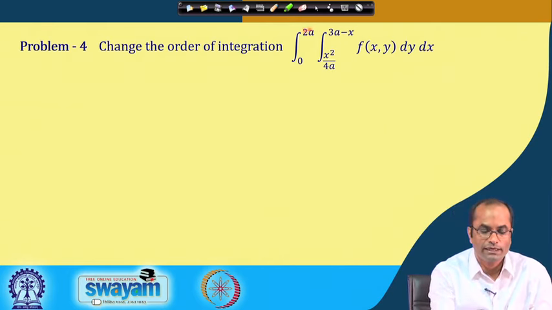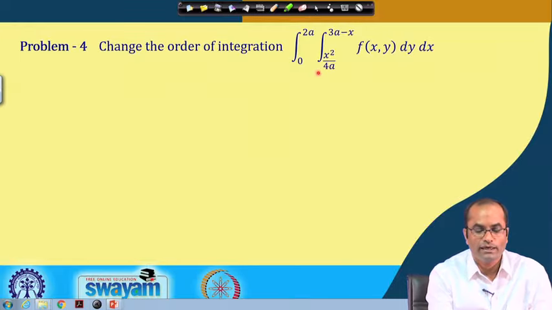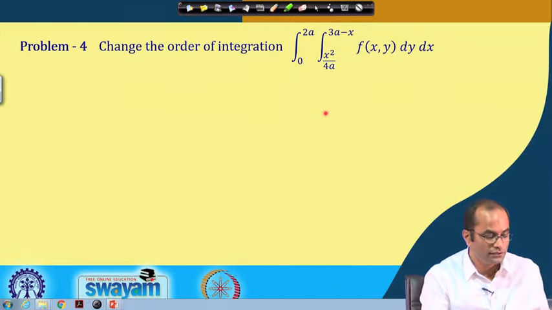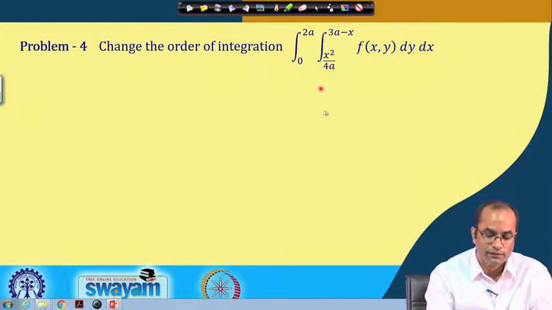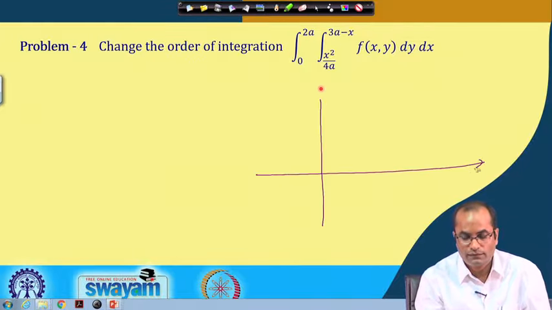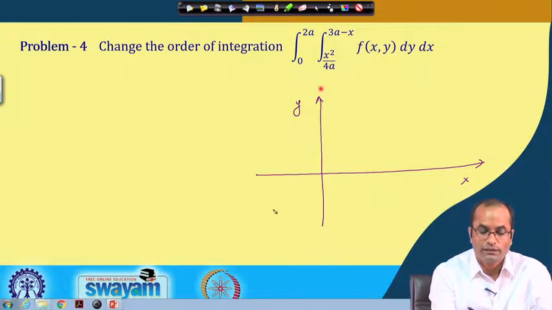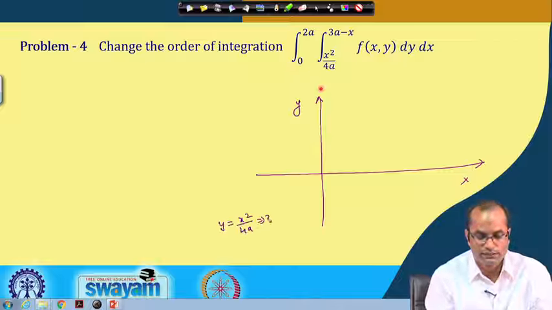So, now again we want to change the order of integration, and our limits for the y go from x square over 4a to 3a minus x. So, again we need to draw the region here. So, the x axis and then we have here the y axis. So, this y goes from x square over 4a, or this x square is equal to 4a y, and then we have y there the upper limit 3a minus x. So, this is the line here.